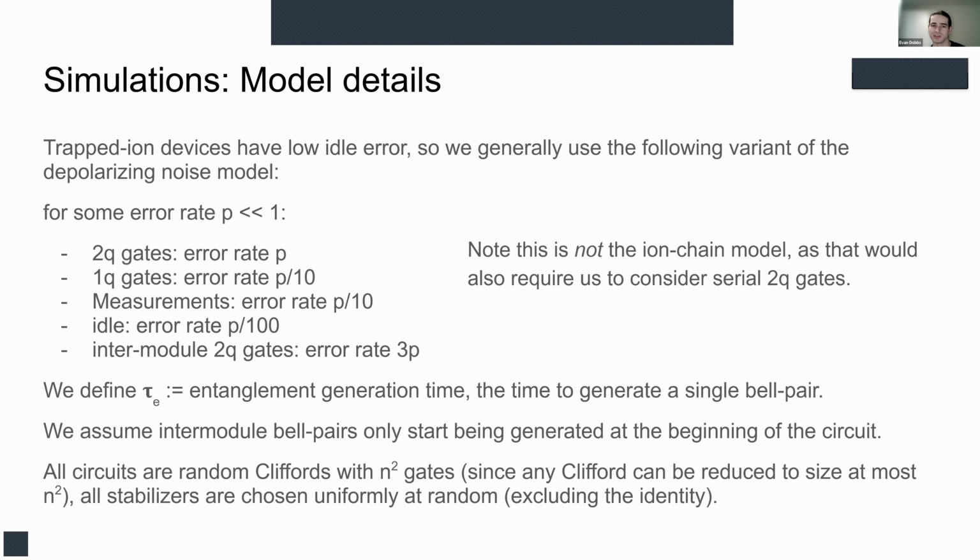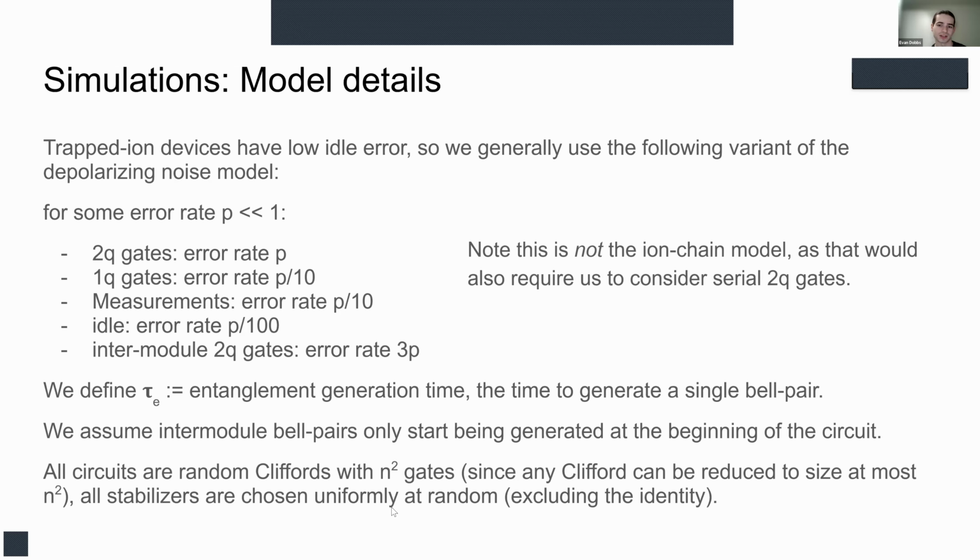We're going to assume that the moment the circuit starts, all devices are trying to generate Bell pairs immediately. And exactly which other devices they're generating these Bell pairs with, I'll get into later. But the idea is that every tau sub e time steps, you're going to get a Bell pair generated. Finally, these Clifford circuits C that I mentioned before, we're going to assume that they're all uniformly random Clifford circuits with exactly n squared gates.